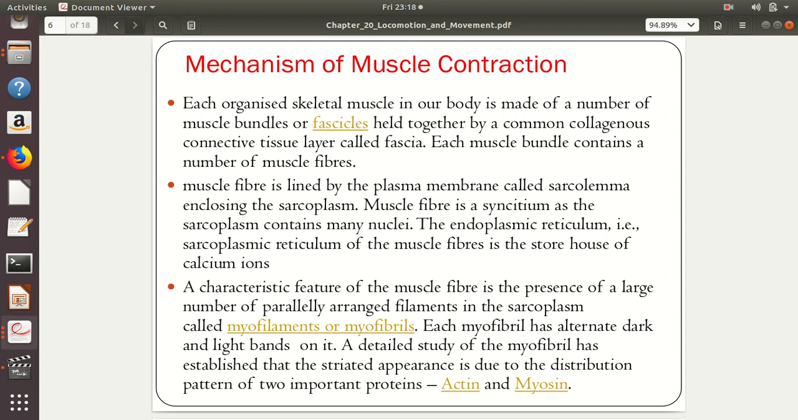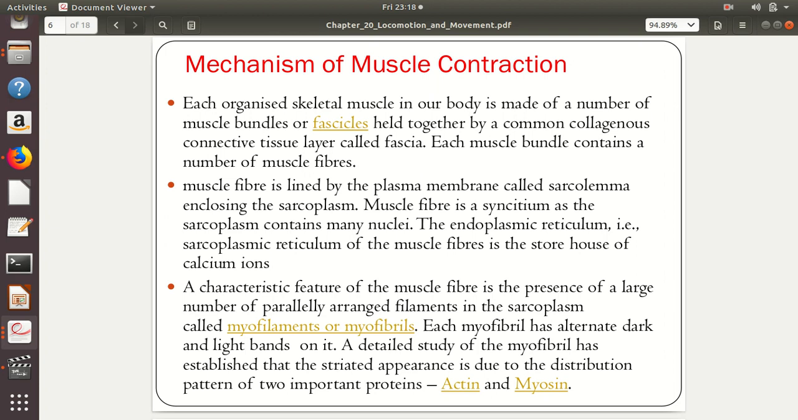The muscle bundle contains a number of muscle fibers. The muscle fiber is lined by a plasma membrane, which we call sarcolemma, and the cytoplasm of this muscle fiber is called sarcoplasm. The muscle fiber is a syncytium, as the sarcoplasm contains many nuclei. The sarcoplasmic reticulum of the muscle fibers is the storehouse of calcium ions.